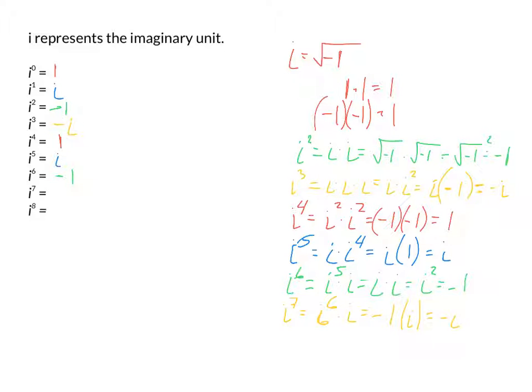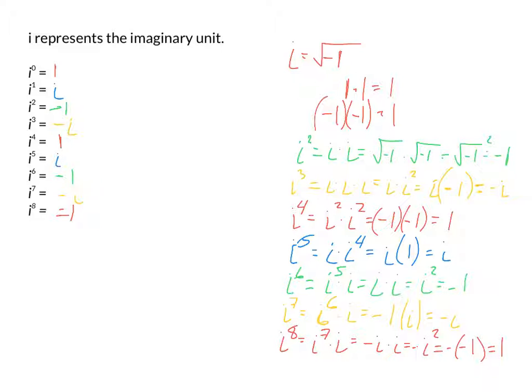So this ends up being the same as i to the third, and then i to the eighth is i to the seventh times i, or i to the seventh is -i times i, so we have a -i squared, which means we have a -(-1), which is 1, and so i to the eighth is the same as i to the fourth, which is the same as i to the 0.